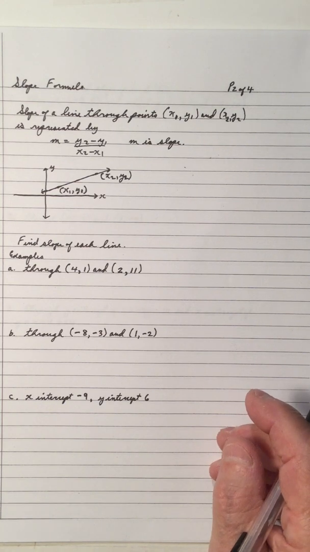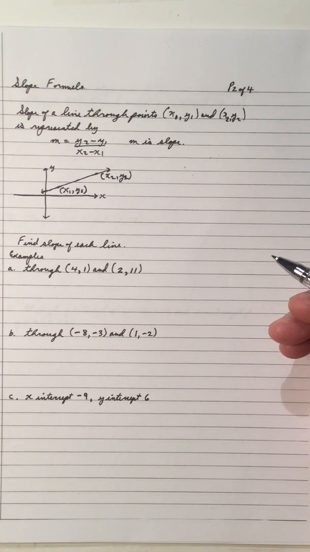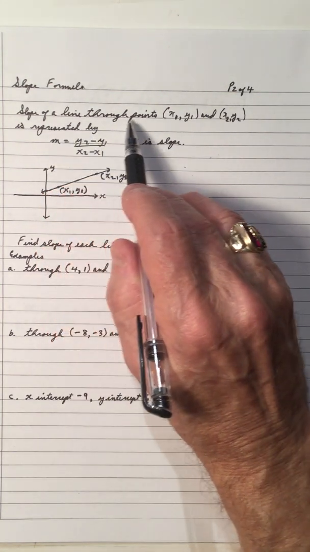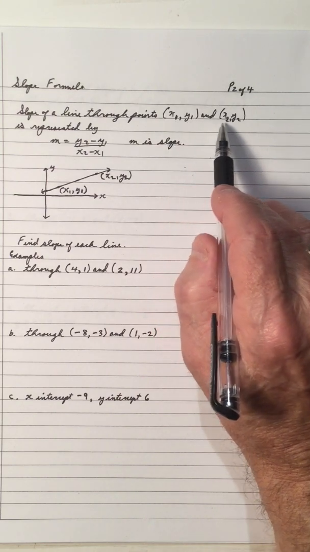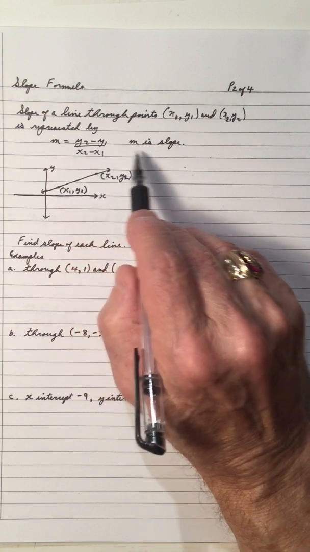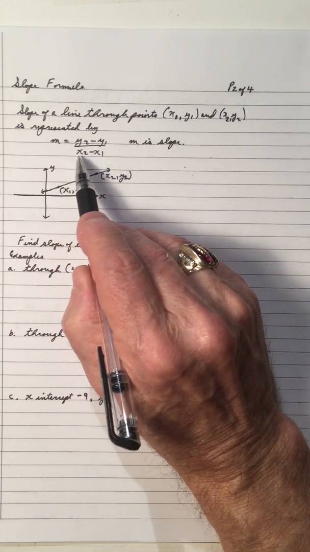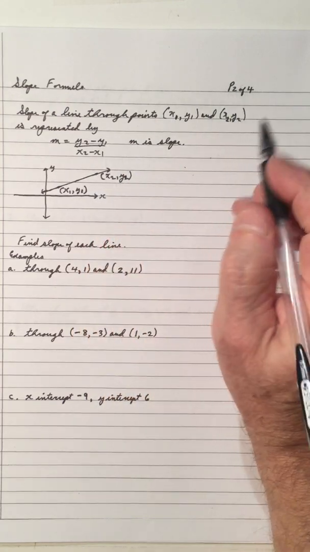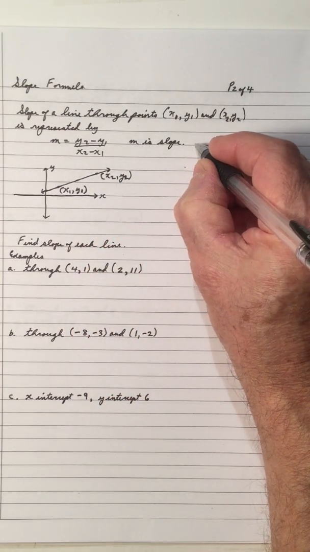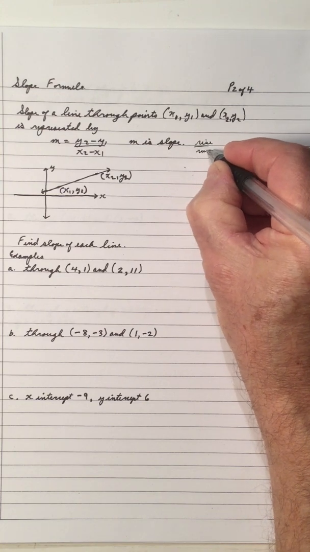coordinate geometry. Coordinate geometry is geometry based on the coordinates of the points. The slope of a line through the points x1, y1, x2, y2 is represented by m, the slope. m equals y2 minus y1 over x2 minus x1. Well, the slope is actually the rise over the run.